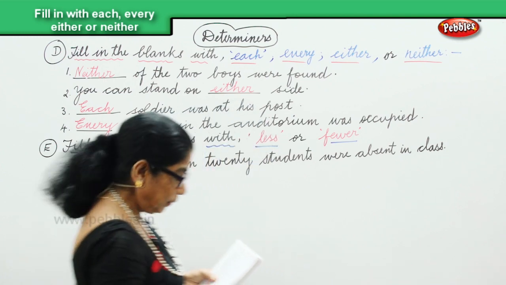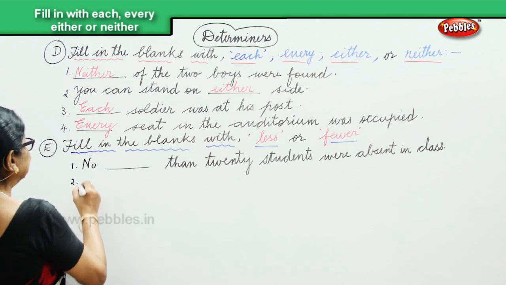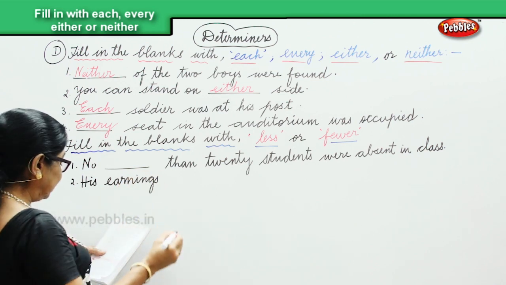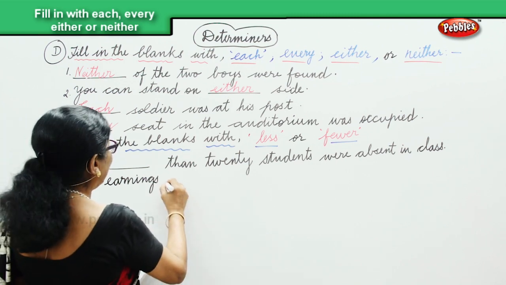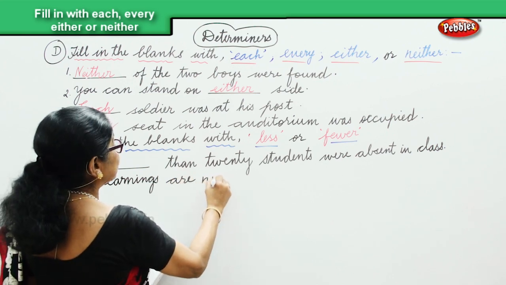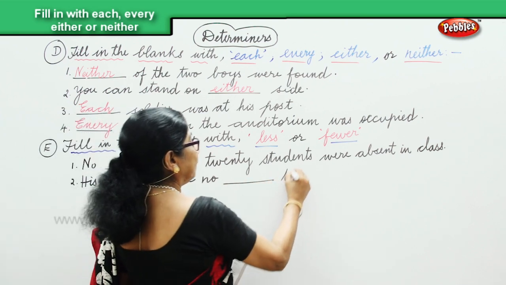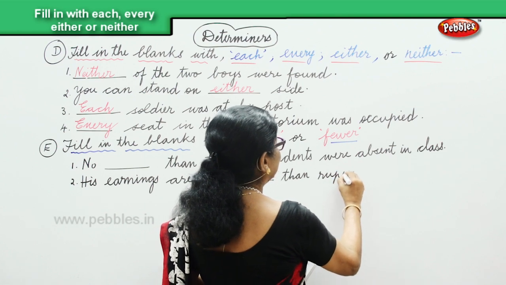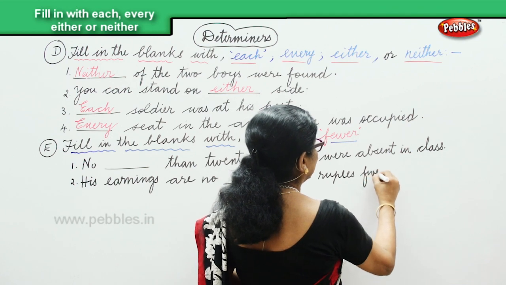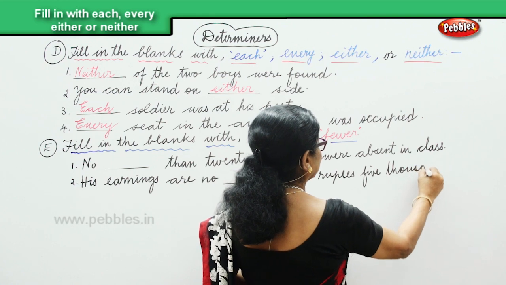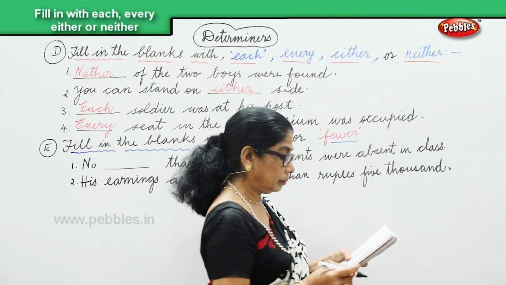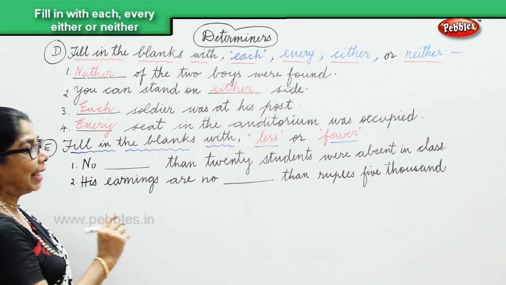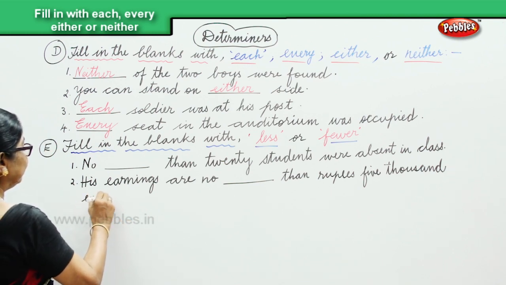And the next, second sentence, his earnings are no dash than rupees 5,000 every day.